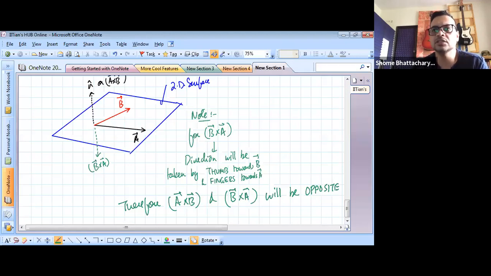If you're doing C cross D, so A, B, C, D, these are just names given. The important thing is you're doing cross product of two vectors. So whichever vector is coming first, before the cross sign, that is where your thumb has to be oriented. And whichever vector is coming second, after the cross product sign, that is where your fingers have to be oriented.